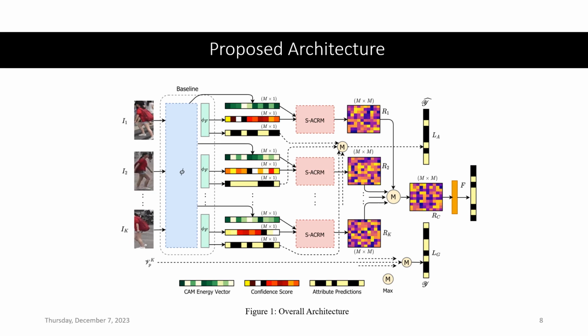It has three stages. In stage 1, we accumulate three vectors: class activation energy, confidence score, and attribute prediction by the baseline network. In the second stage, we employ a self-attention mechanism to learn the correlation between activation energy and confidence score generated by the baseline network. In the last stage, we combine these relationship matrices and train the fully connected layer using two novel losses.